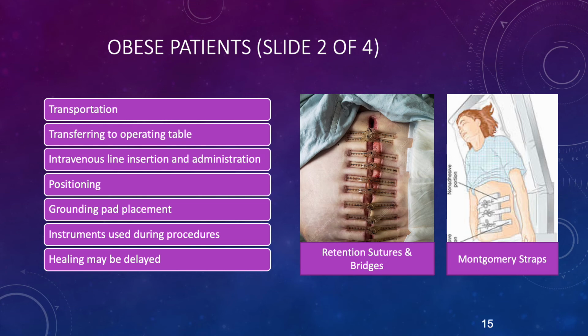Let me just give a little side note here. When transferring a regular sized patient, we typically need 4 people. In a situation with an obese patient, I would say have at least 6 people, if not more, for extra moving help.